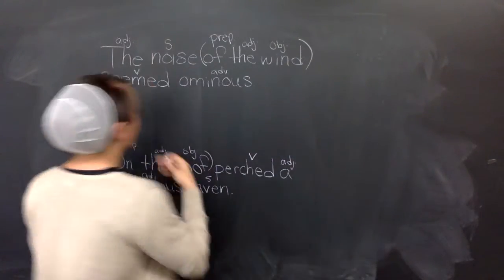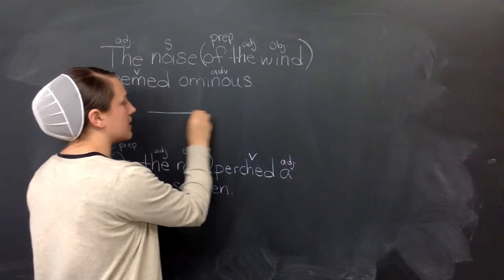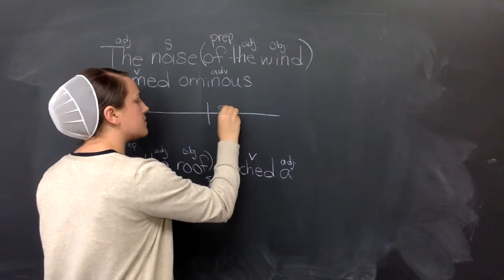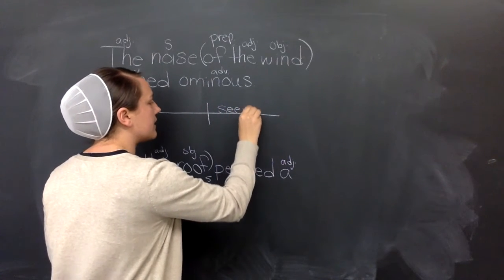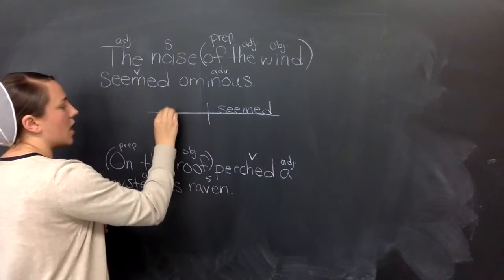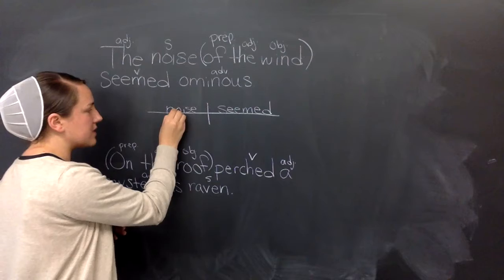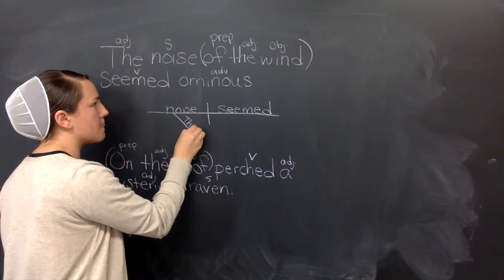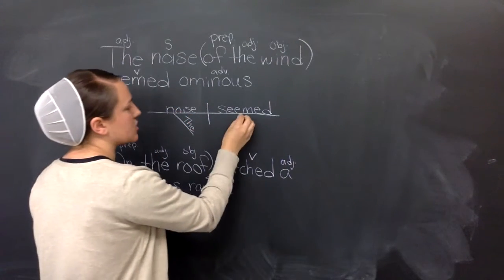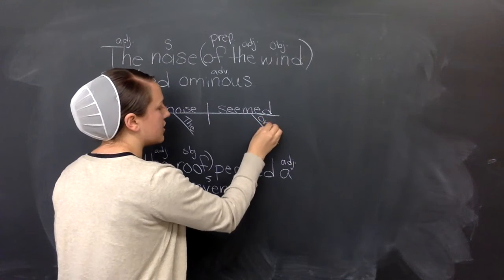So first of all, we have noise seemed. Let's make our line here. So we'll put our verb to the right of the middle dividing line. Our subject to the left. Now the is describing noise, so we'll put that underneath noise. Ominous is describing seemed, so we'll put ominous under seemed.